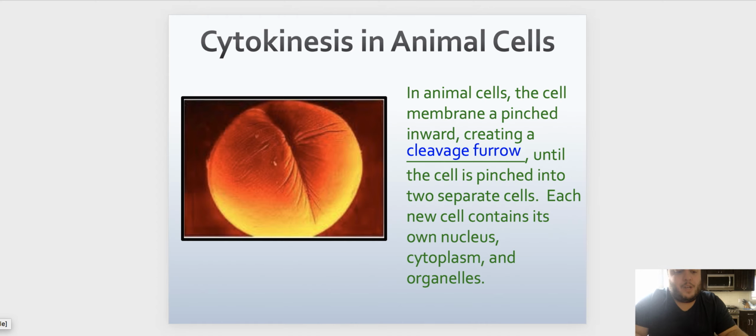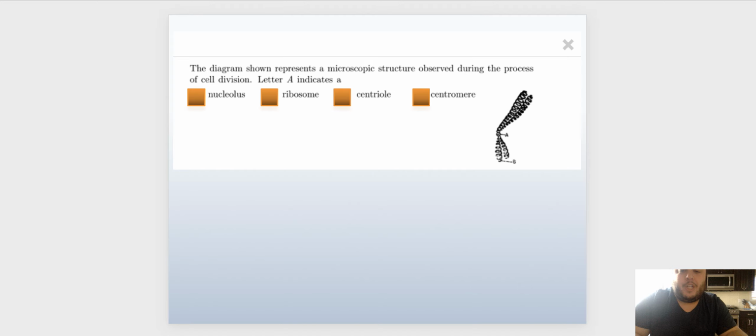What we're going to do now is we're going to go through 3 do now questions, right? We're back in school, so let's pretend like we're in class. Take a look at the question, pause the video, and then see if you can answer it, okay? So the diagram shown represents a microscopic structure observed during the process of cell division. Letter A indicates what?